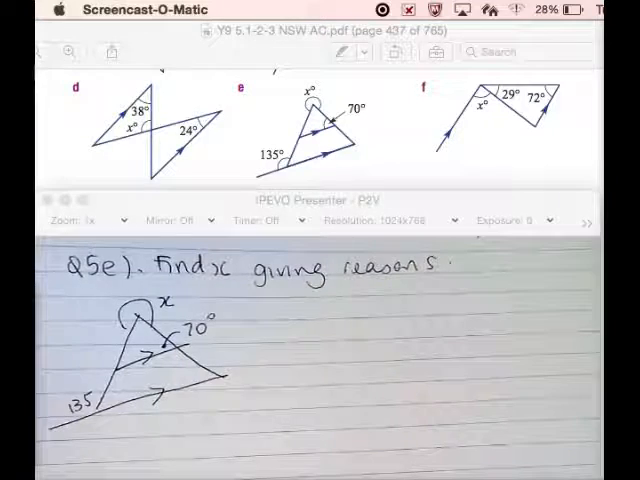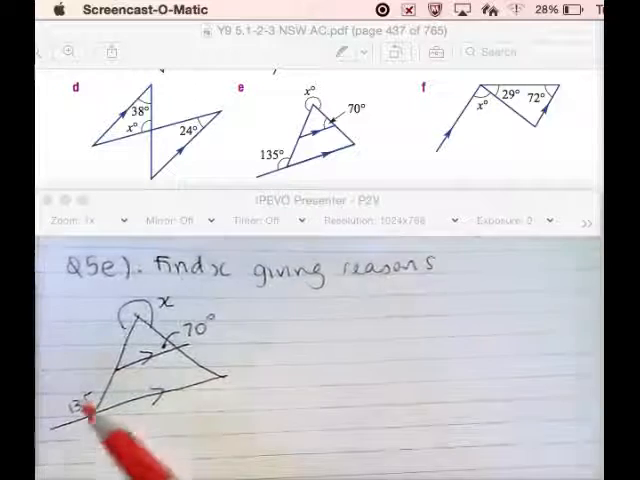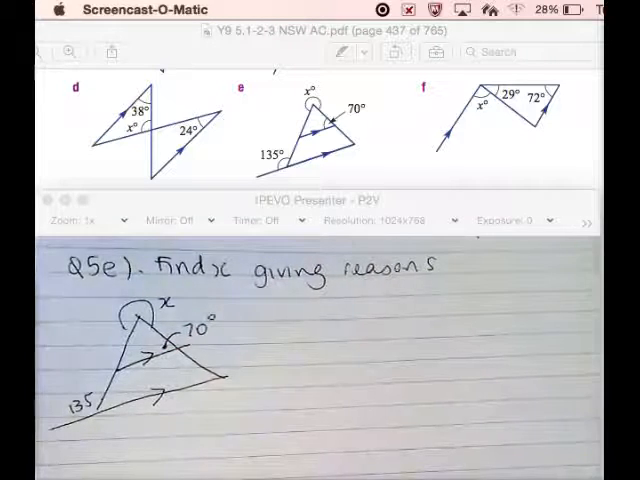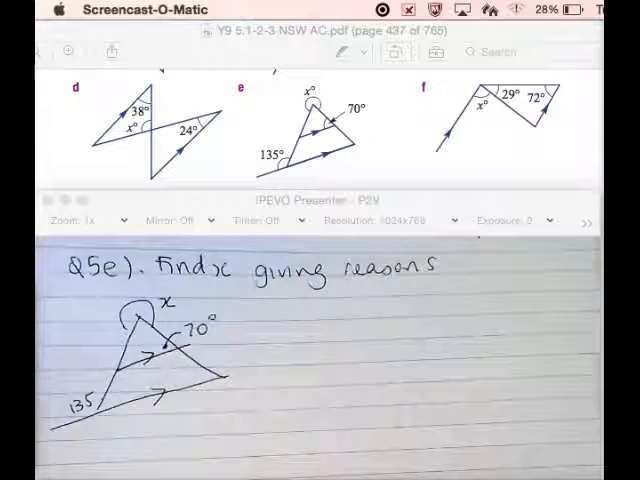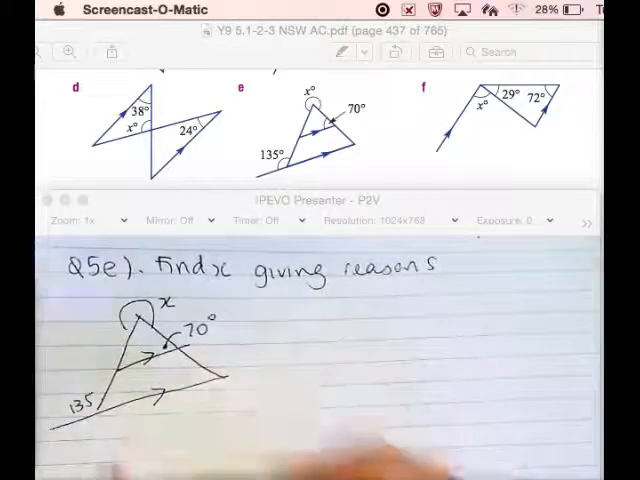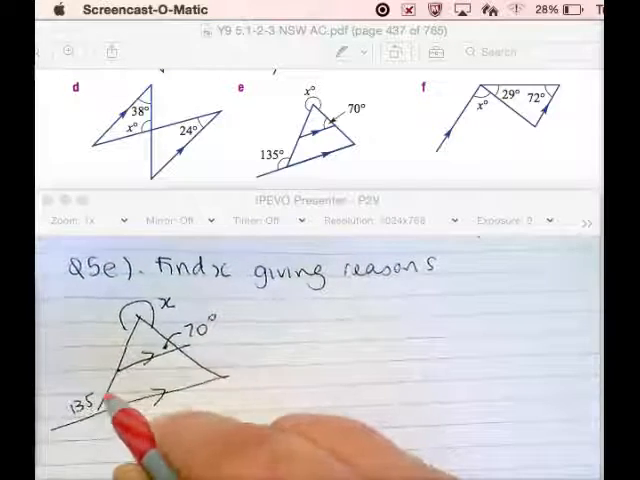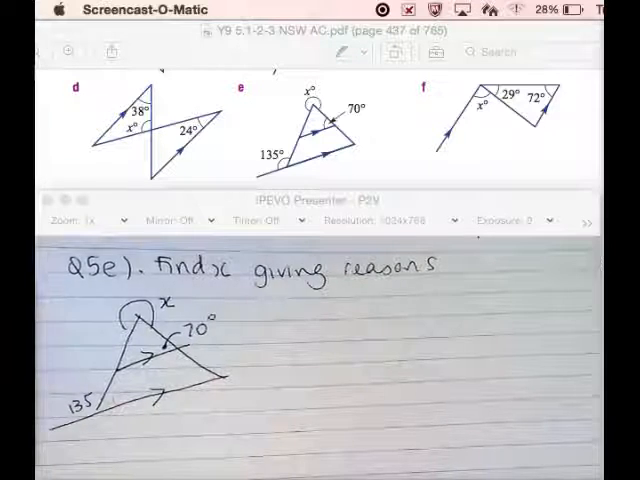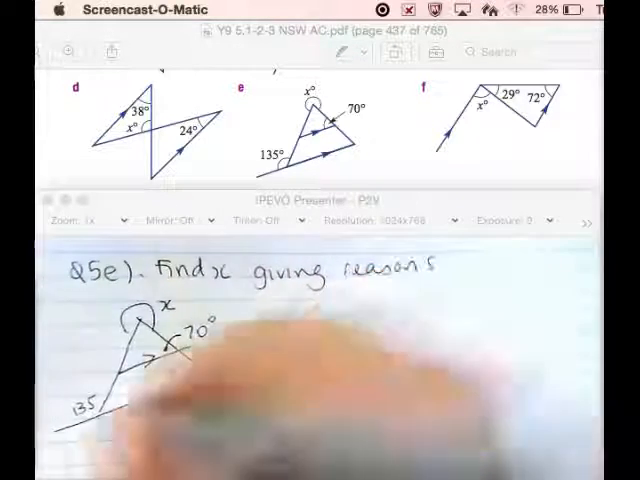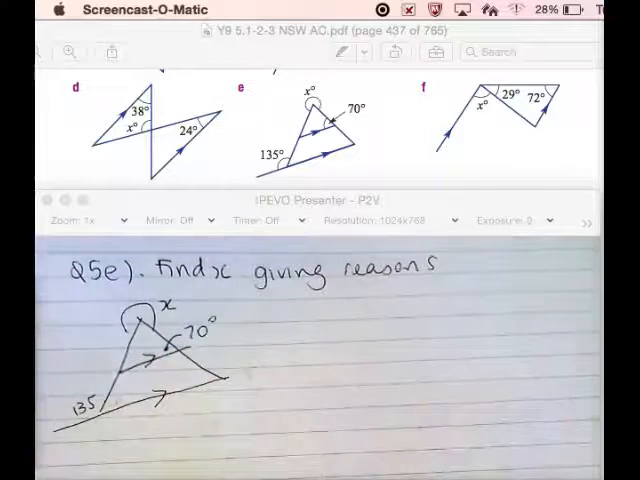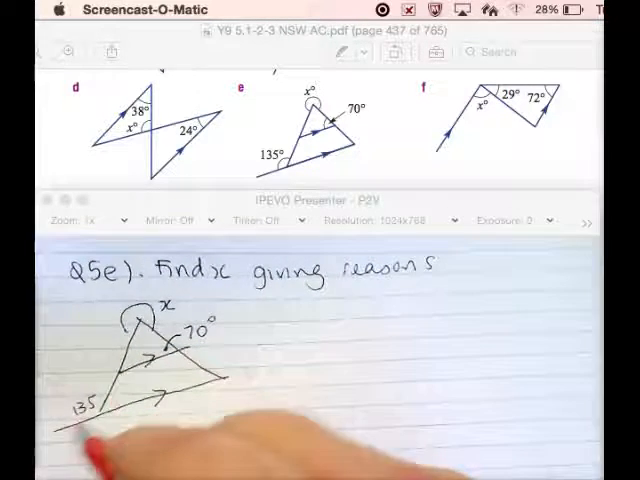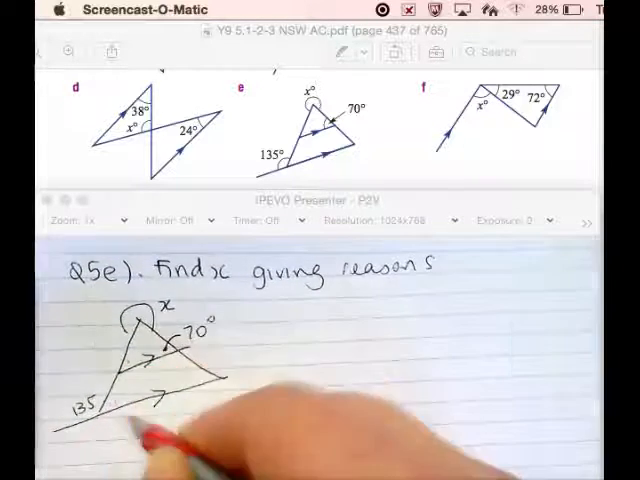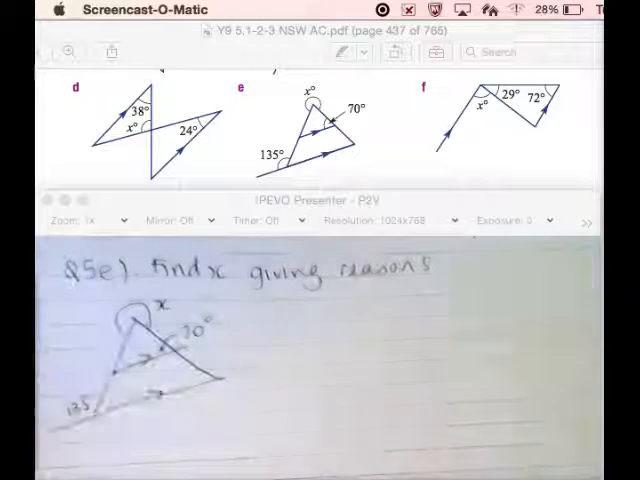5e, find x giving reasons. So you've got this angle out here. You know that that angle in there is 70. Another way of doing this, if you need to find other angles along the way, let's say you want to find out what this angle is, you can just call it little a if you want. But small lowercase letters for values. Only capitals for vertices and corners. Girls, I could find this one, but there's another direct way of getting this angle. Oh, no, there isn't. Okay, what are you going to find?